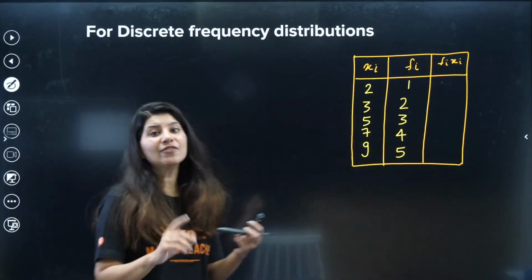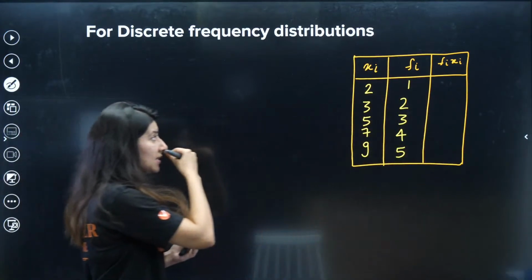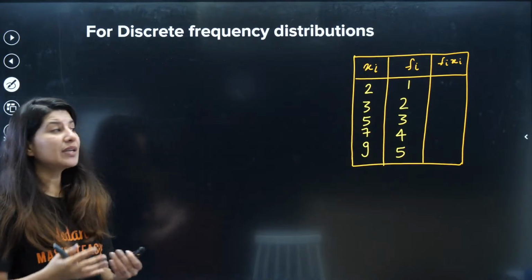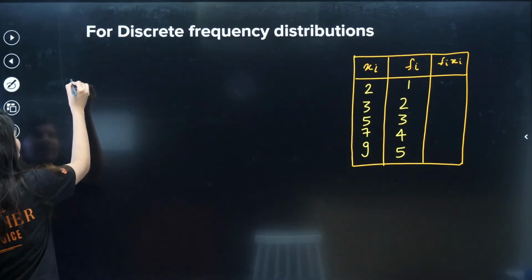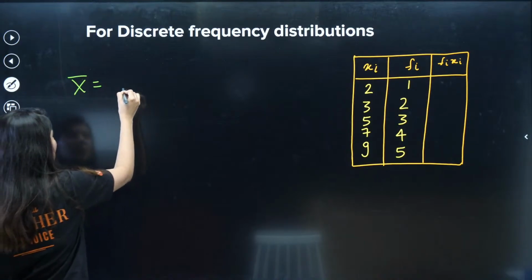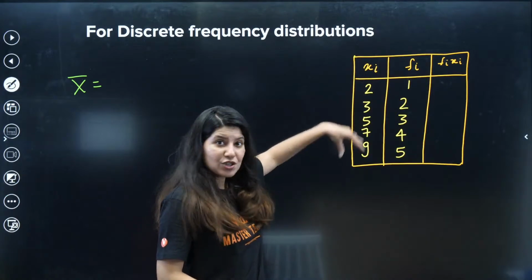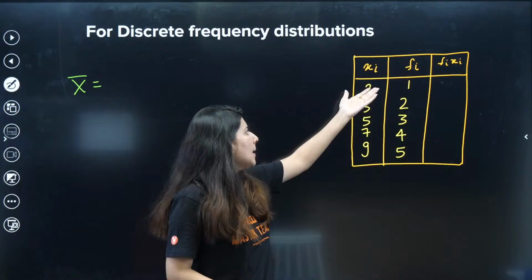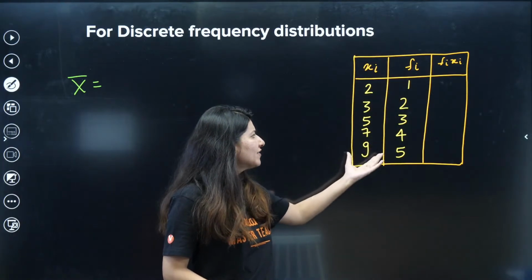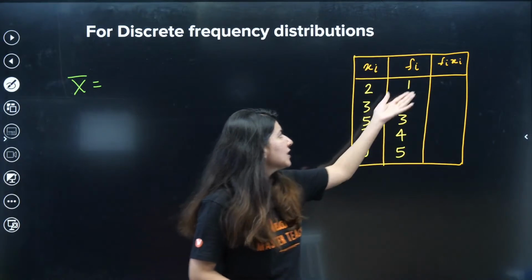Now for discrete frequency distribution, this is how we represent it. Let's calculate the mean. To calculate the mean for this, we have a formula. Mean for discrete frequency would be what? Suppose you have observations x like 2, 3, 5, 7, 9. Suppose these are marks out of 10, right? And what is frequency?